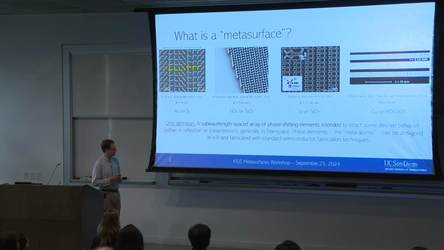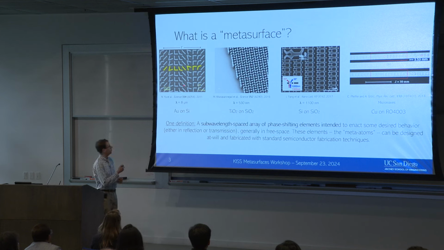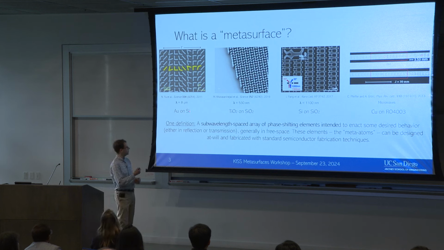One criterion that people invoke is that this array of phase shifting elements should be sub-wavelength in spacing with respect to the wavelength and the medium in which these structures exist. And this definition could be applied to almost any shape, almost any type of material, and almost any type of wavelength. So here we have some of the early work on what people called metasurfaces, which was in the mid-infrared with gold. And these were micron scale features.